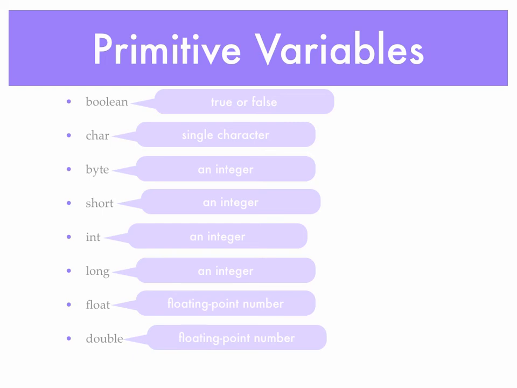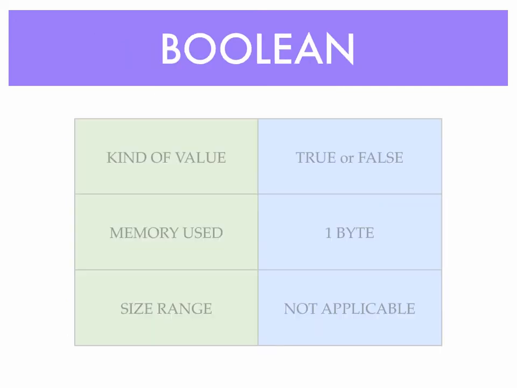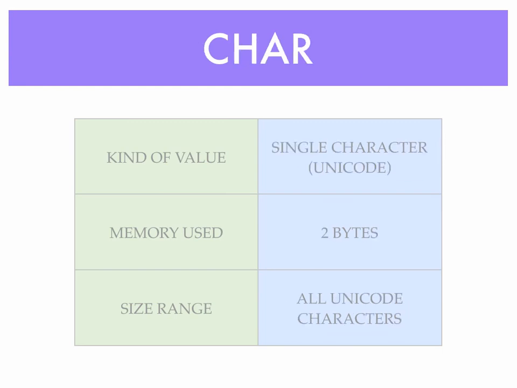A Boolean is either true or false. A character is a single character according to the Unicode, and we'll talk more about that in another lecture. We can have a byte, which is an integer, as is a short, an int, and a long. Floats and doubles hold floating point numbers. A Boolean is either true or false, uses 1 byte of memory, and doesn't really have a size range. It's either true or false. A character holds a single character under the Unicode. It uses 2 bytes of memory and will hold all the Unicode characters.